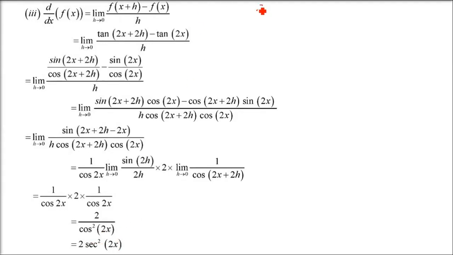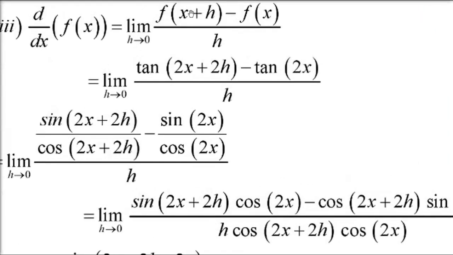Now same thing here. Exactly the same thing. So f(x) is tan 2x, exactly similar to the previous one, so I'll just go through it. [f(x+h) - f(x)]/h is [tan(2x+2h) - tan 2x]/h.